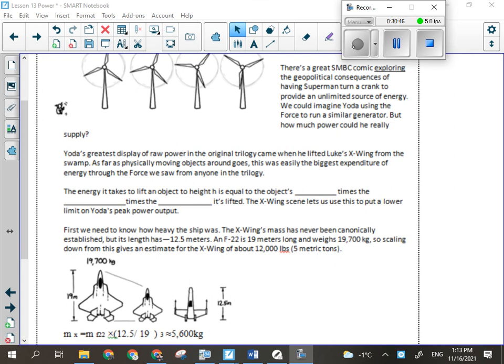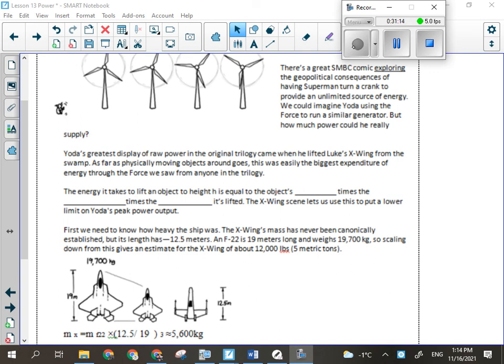In the original trilogy was when he lifted Luke's X-wing from the swamp. As far as physically moving objects around, and of course, if you were watching this in the order it was meant to be watched, which is 4, 5, 6, then all the others, this would have been the most impressive thing you would have seen up until then. You guys have seen all the other stuff where Jedi are like Superman. So this was the hugest thing that we ever saw.